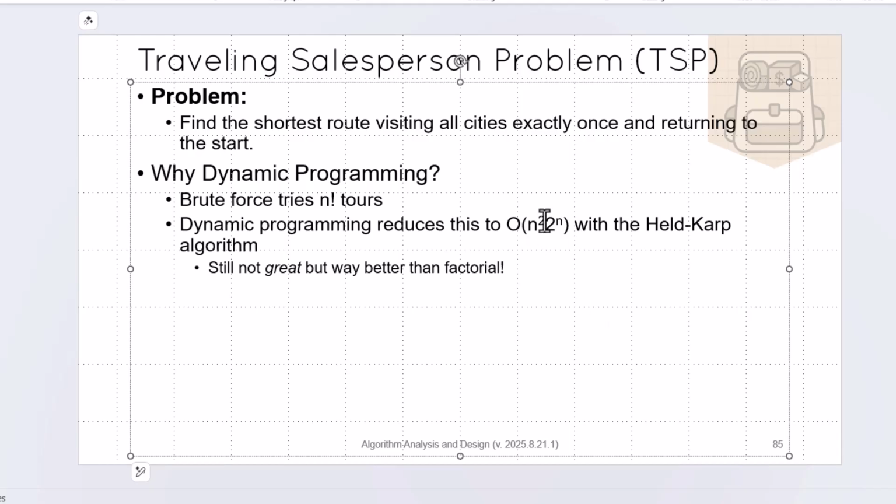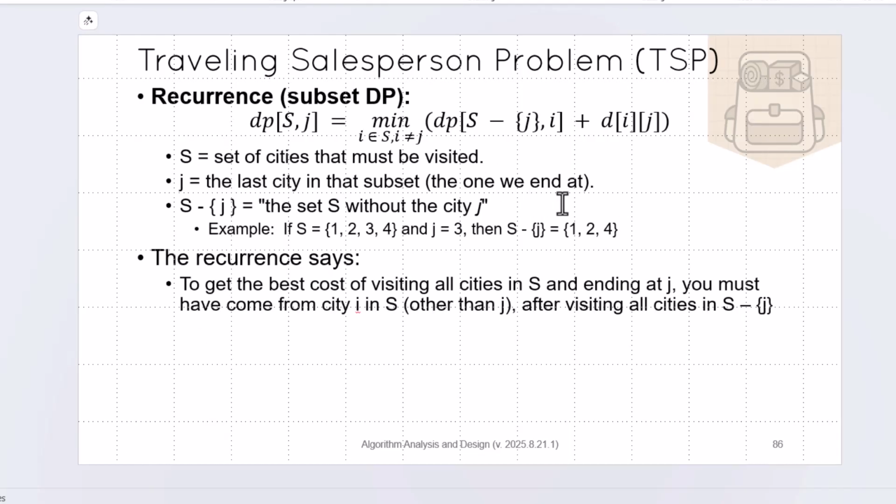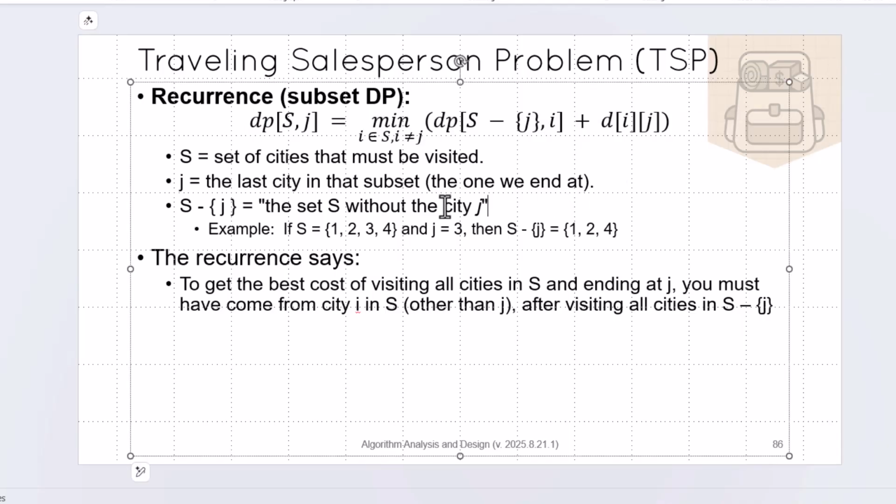Strangely enough, a quadratic multiplied by an exponential is actually better than doing a factorial number of tours. That uses what's called the Held-Karp algorithm. It's still not great, but it's way better than factorial. Definitely not polynomial, though. Okay, so the recurrence for the subset DP is this right here.